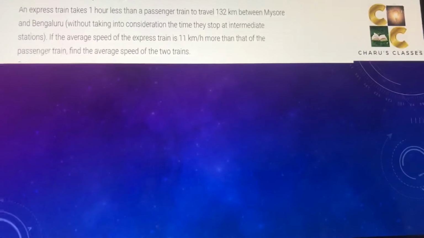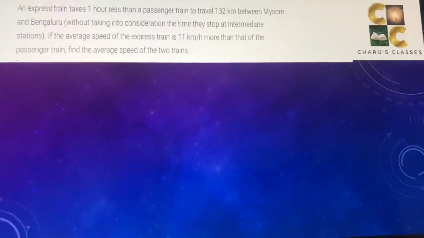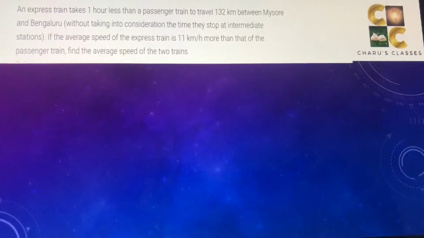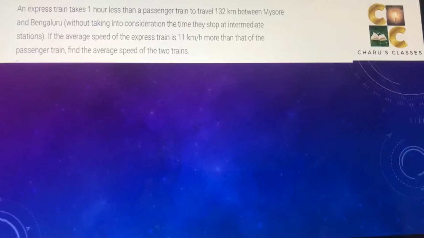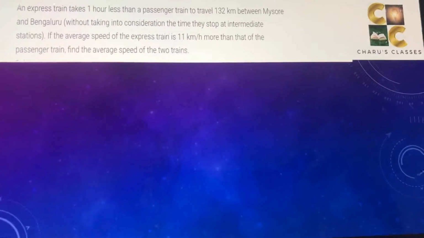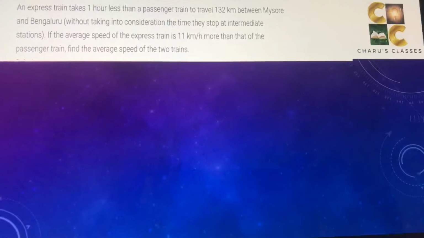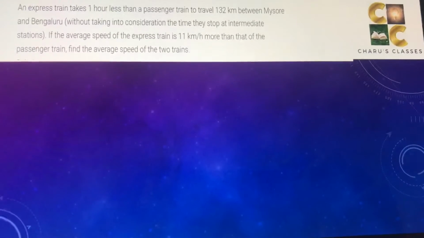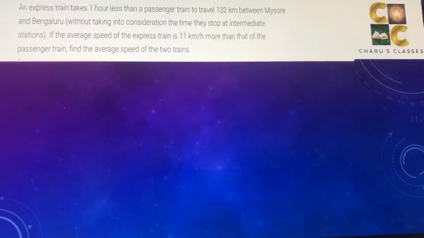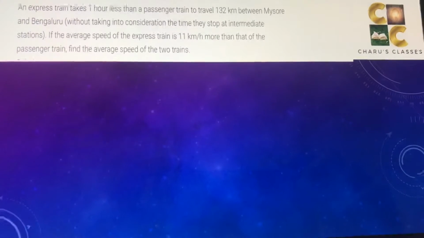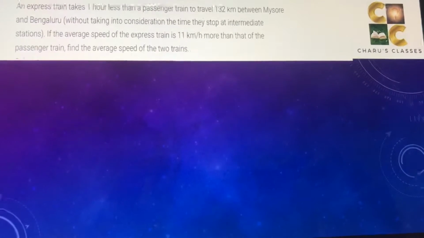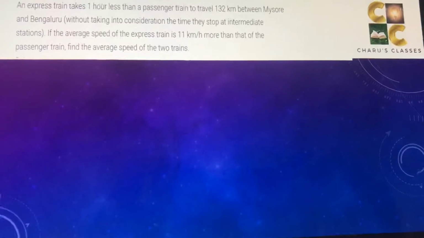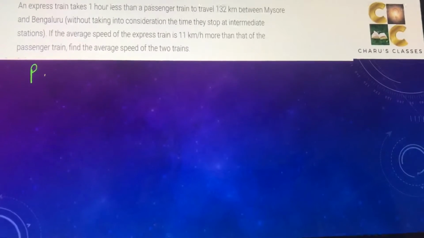Question number 10. An express train takes 1 hour less than a passenger train to travel 132 km between Mysore and Bangalore. If the average speed of the express train is 11 km per hour more than that of the passenger train, find the average speed of both trains. Now in this case, let the average speed of the passenger train be x km per hour.